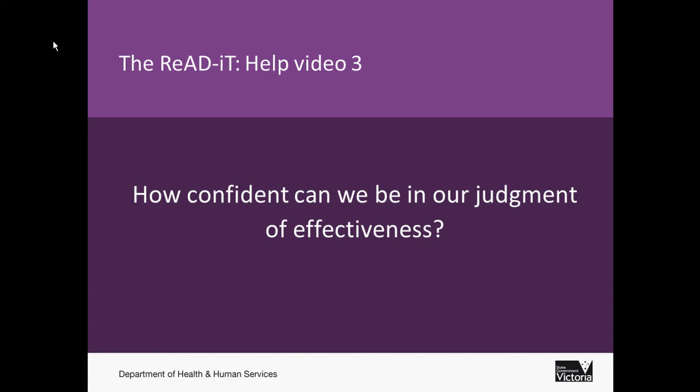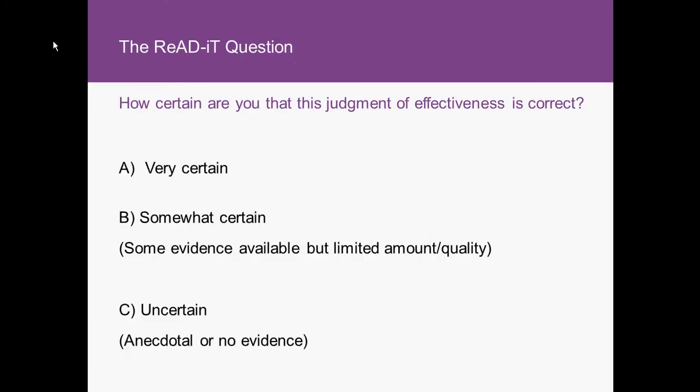This video focuses on how confident we can be in our judgment of effectiveness. The Resource Allocation Decision Tool asks you to rate the effectiveness of each option that you are considering. For each option, it also asks you to rate how confident you are that your judgment of effectiveness is correct. It asks you to say whether you are very certain, somewhat certain, or uncertain.